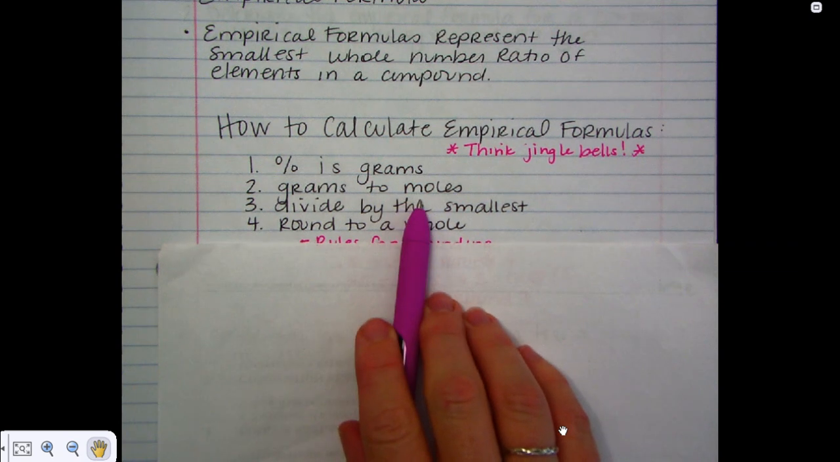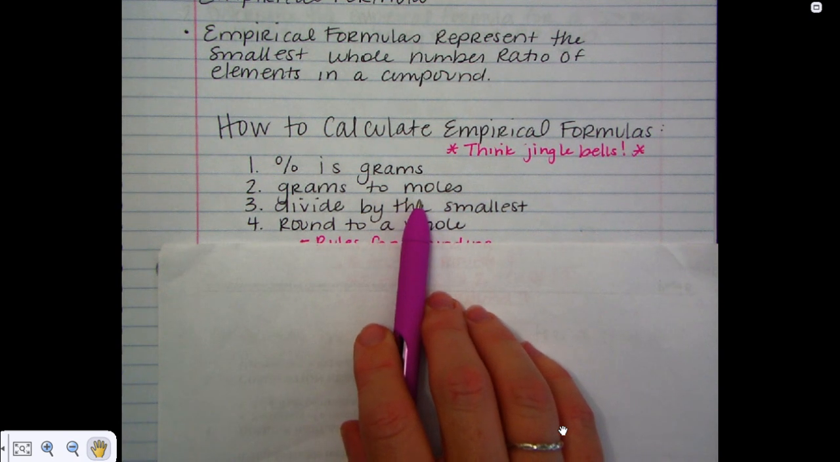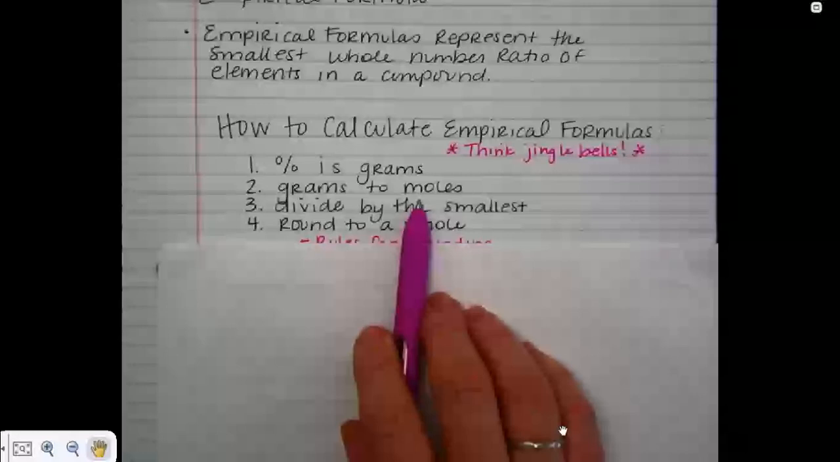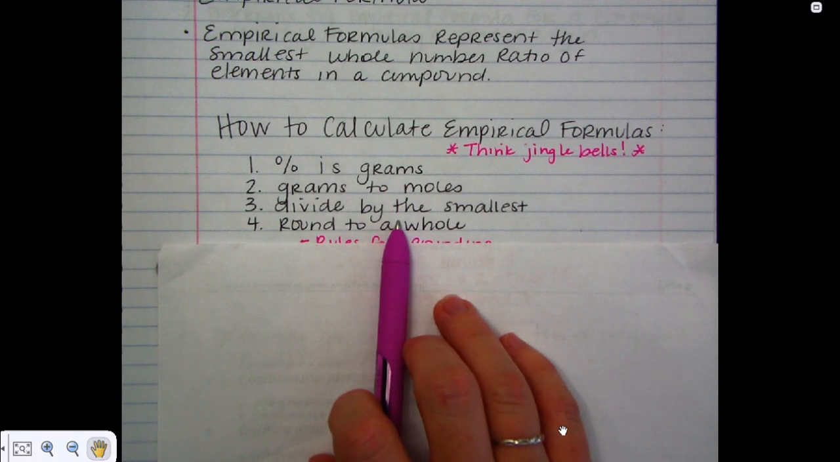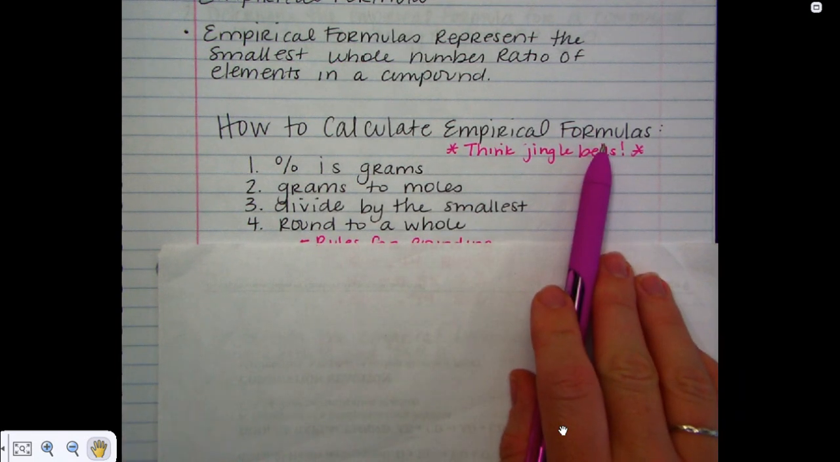Grams to mole, so divide by the molar mass or the atomic mass of that particular element. When you're converting from grams to mole, you're going to ignore your diatomics because you're in a formula, so they're not diatomic. They're only going to be diatomic if they're by themselves, which they're not going to be here because, again, they're in a formula.